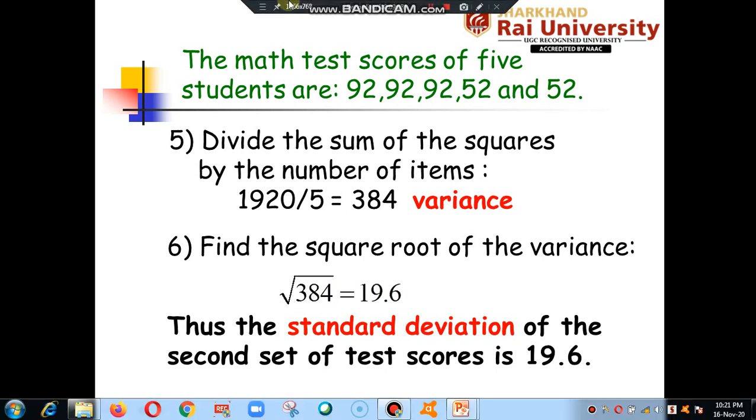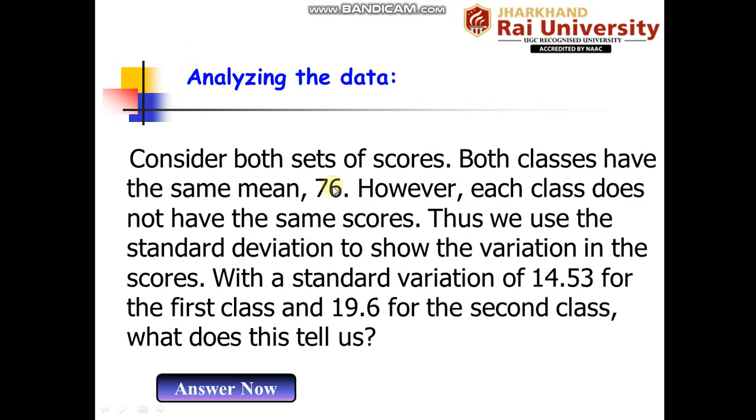So we have calculated these two things. Okay, now we will analyze the data, considering both sets of scores. Both classes have the same mean, 76. However, each class does not have the same scores. Thus, we use the standard deviation to show the variation in scores, with a standard deviation of 14.53 for the first class and 19.6 for the second class.